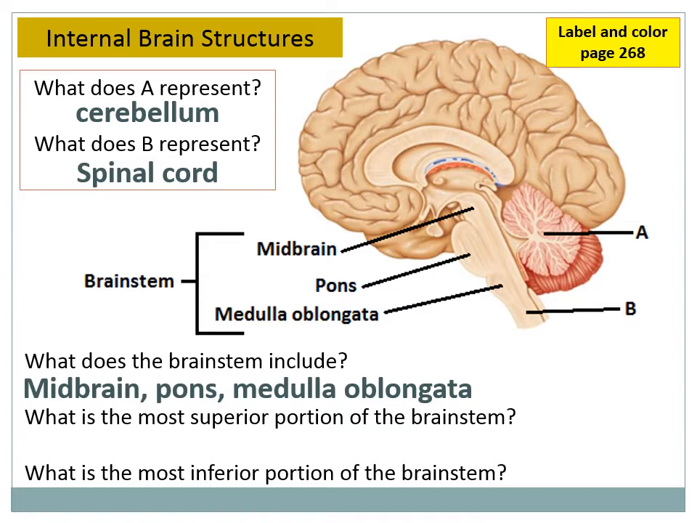All right, anyways, what is the most superior portion of our brainstem? Yeah, it is the midbrain. The midbrain is the most superior. That is like the closest to our actual brain structures. And what is the most inferior portion of our brainstem? Yeah, that is the medulla oblongata, like the classiest name. The medulla oblongata is the most inferior portion of the brainstem.